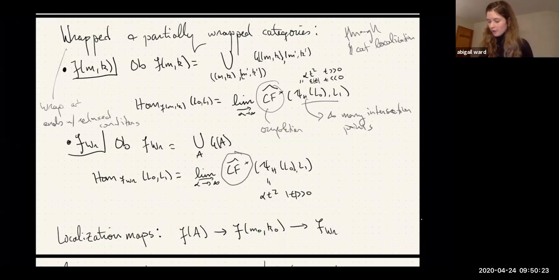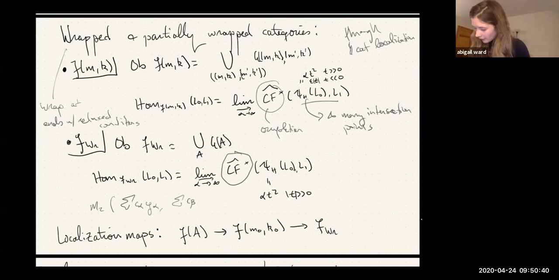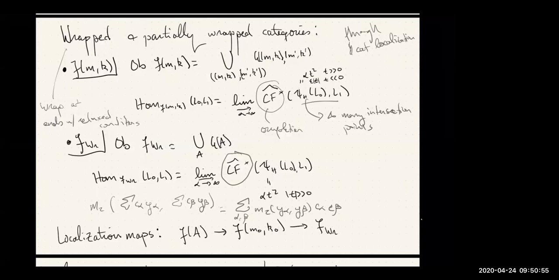linearly. So what I mean is, if I want to take M2 of the sum of C alpha Y alpha, sum of... I see. So you just need to check a convergence property. Yeah, exactly. It's just going to be equal to the sum over alpha, beta of M2 of Y alpha, Y beta, weighted by C alpha. And to be clear, you're taking a completion with respect to something non-Archimedean.